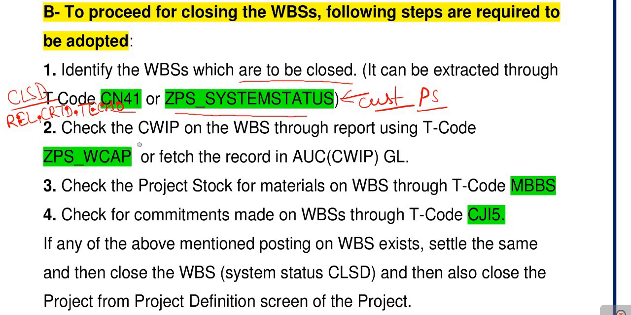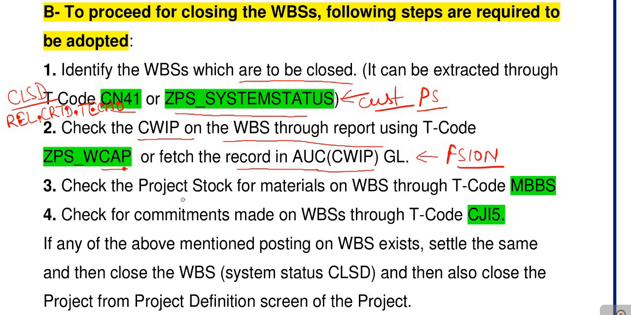The second one, check the CWIP or AUC on the WBS through T-code ZPS_WPAT. Again, this is a customized transaction code. Or fetch the record of such WBS in the AUC GL. Discuss with the accounts team. They will fetch the data from the FS tenant by putting the general ledger accounts of your AUC and CWIP GL. Take the list from the accounts team. They will give the data.